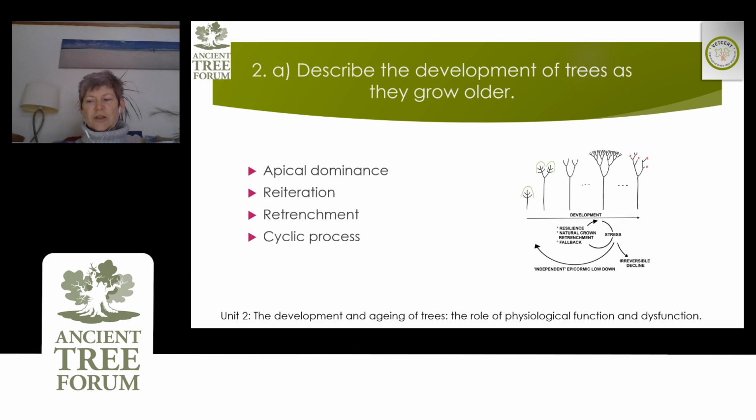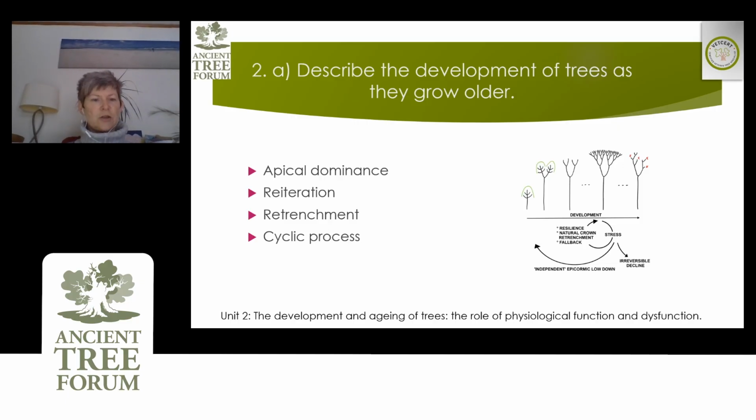Then we would expect you to have an understanding about the ageing process, the different aspects of this, that trees have apical dominance. What happens when apical dominance is no longer in the upper part of the crown? Reiteration and retrenchment, and that this is potentially a cyclical process.